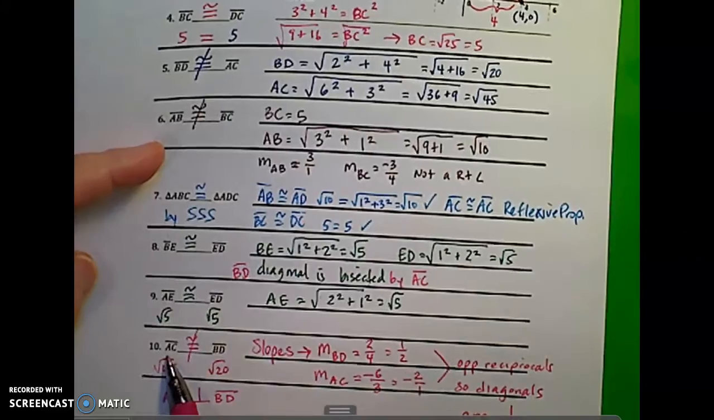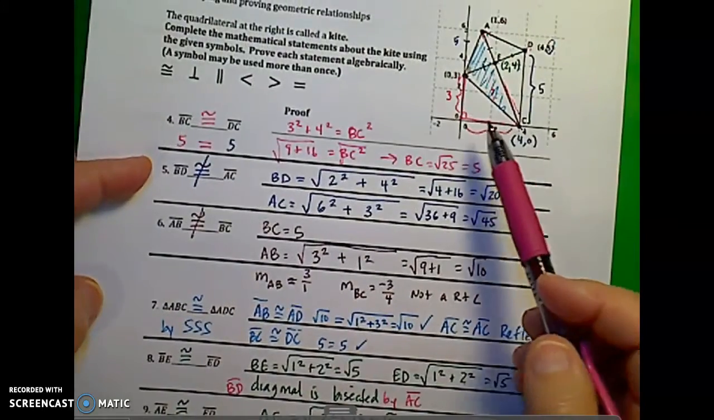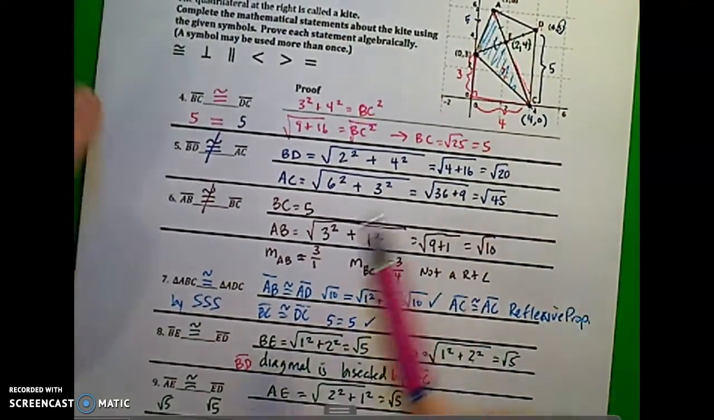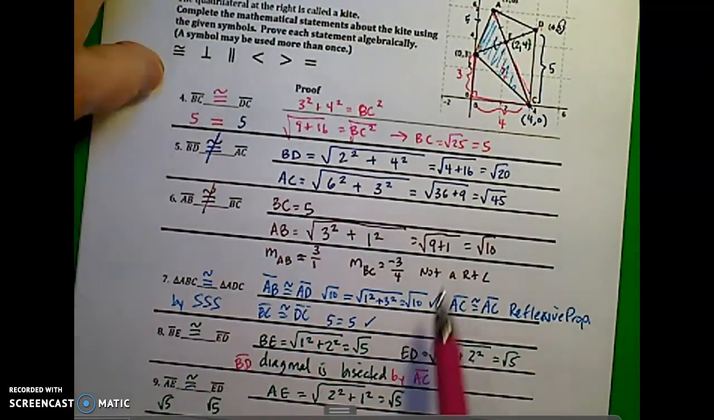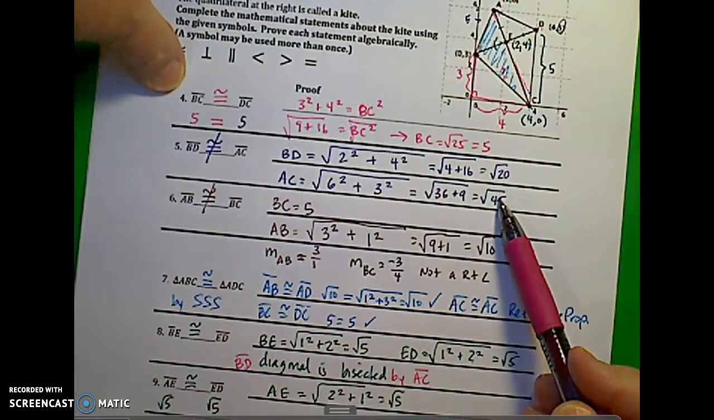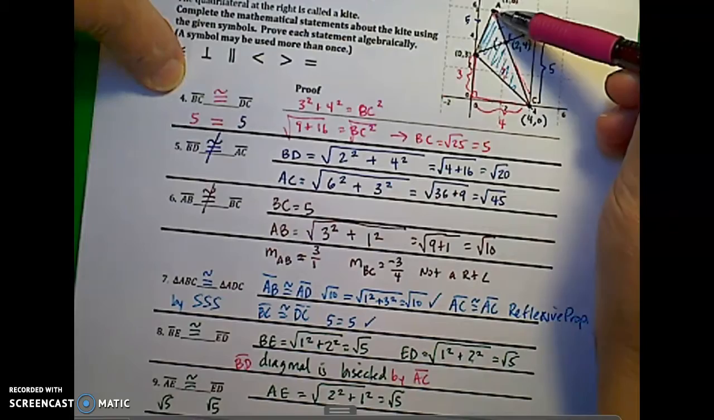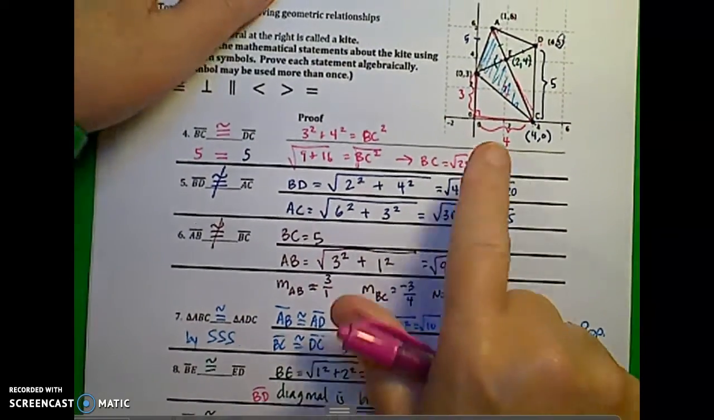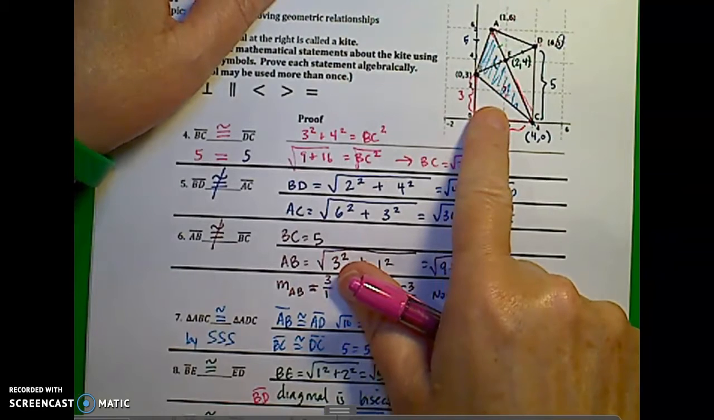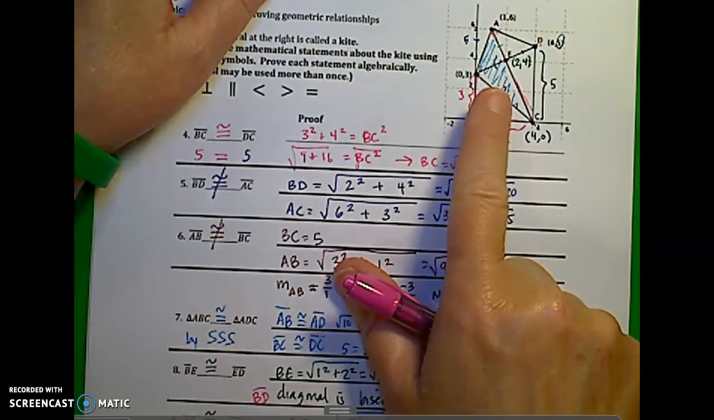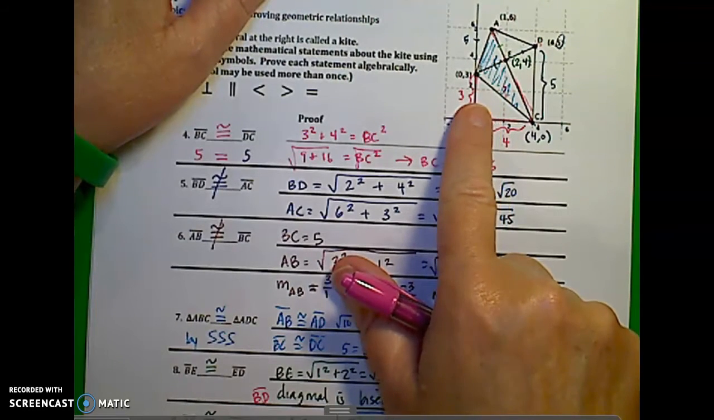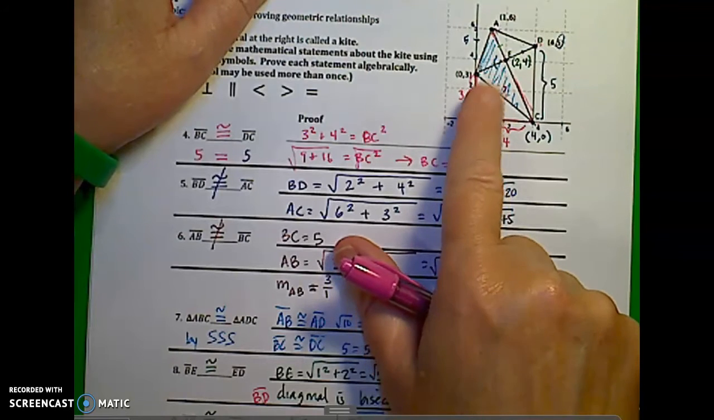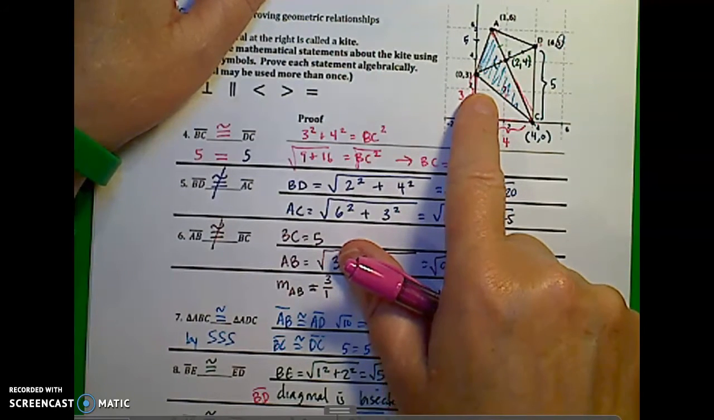Okay, the next one is AC and BD, and actually, we have done those before in number 5. We already saw that those two lengths are different. Where are we talking here? AC and BD, those are the two diagonals. So the two diagonals don't have the same length. So we know it can't be a rectangle. We know it can't be a square. It could still be a rhombus, though.